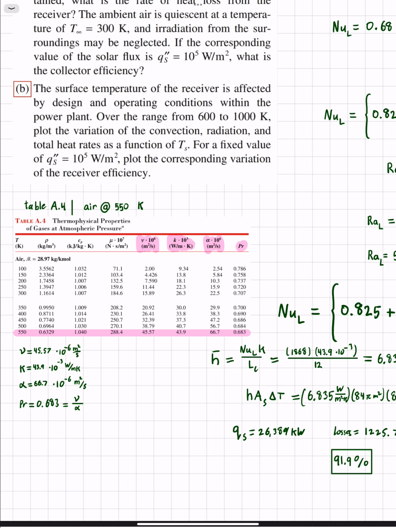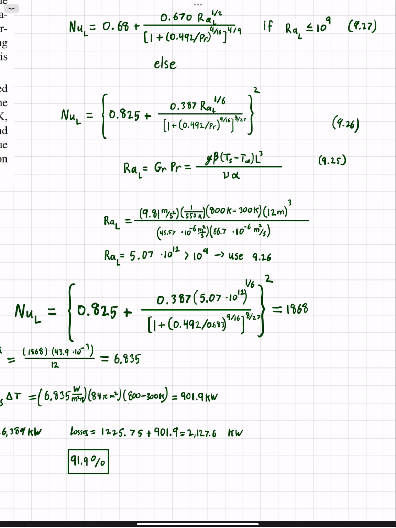Back to the Rayleigh number. We can plug in all of our values. We have 9.81 meters per second squared, that's gravity. Beta can be approximated as 1 over the temperature in this case, so we get 1 over 550 Kelvin. Multiply that by the 800 Kelvin surface temperature minus 300 Kelvin bulk temperature, multiplied by L, which for the flat plate is the height, all cubed. And then that is over 45.57 times 10 to the negative 6 meters squared per second times 66.7 times 10 to the negative 6 meters squared per second.